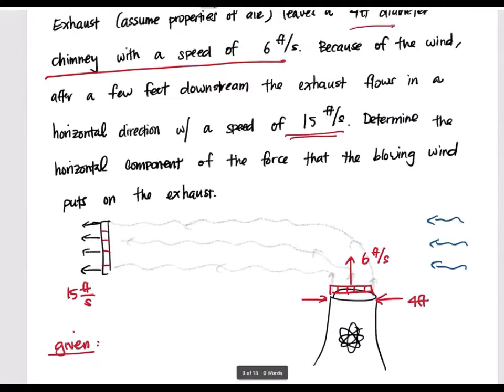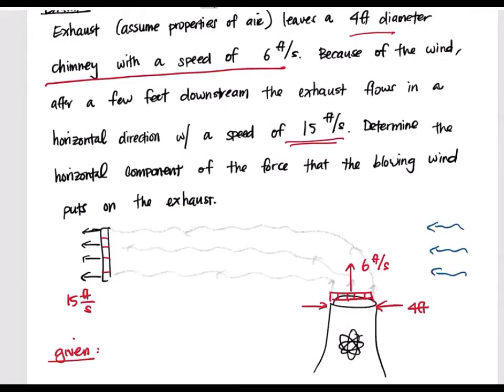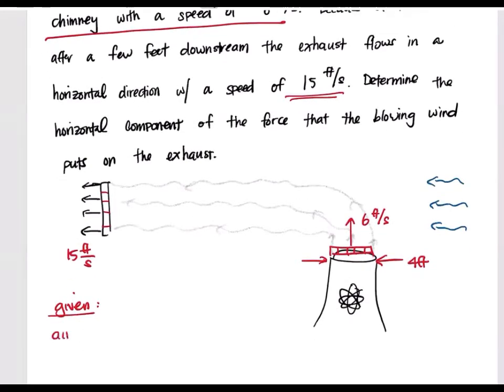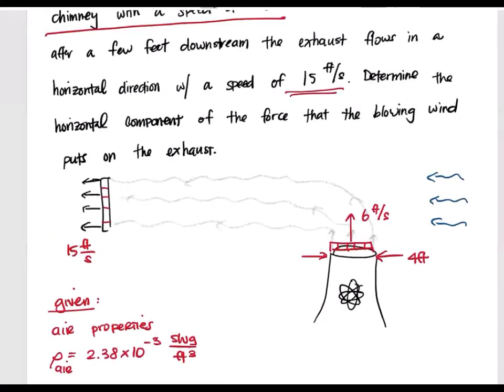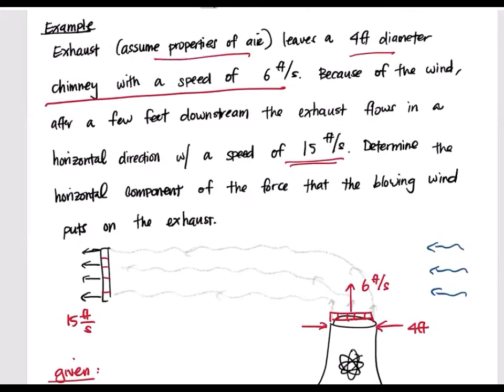Okay, let's see what else is given. We're supposed to assume air properties, which helps us because we need those air properties in order to calculate our linear momentum equation. So the density of air is going to be 2.38 multiplied by 10 to the minus 3 slugs per feet cubed. Okay, that's our fluid property.